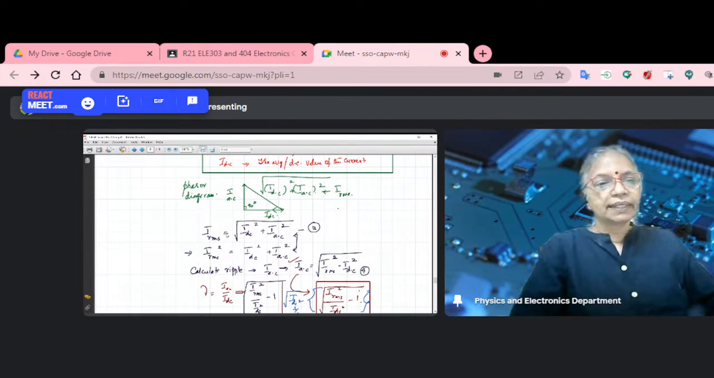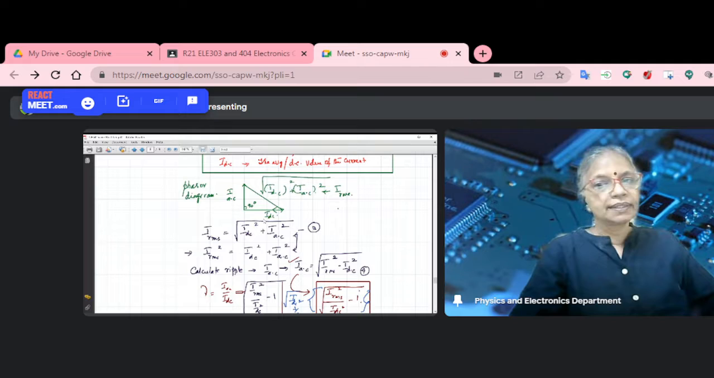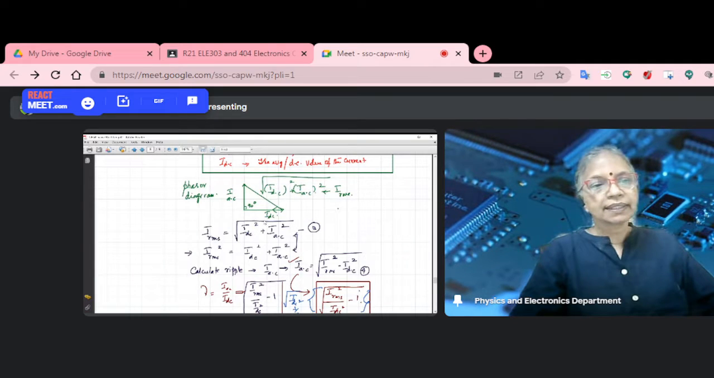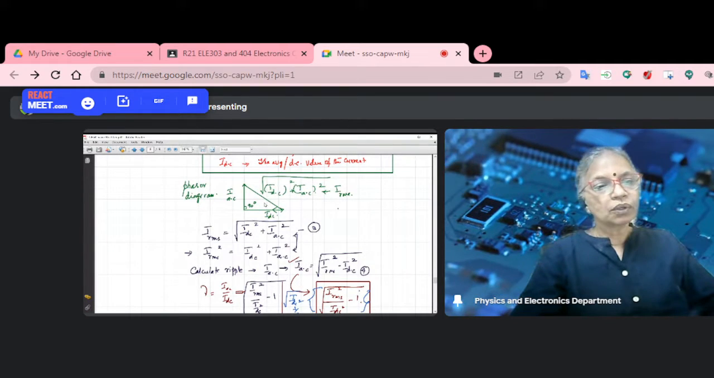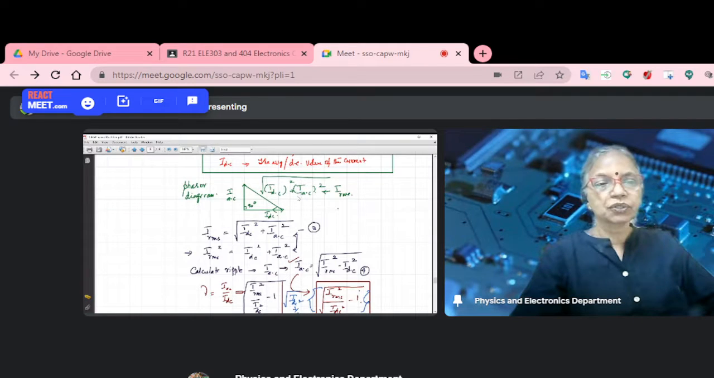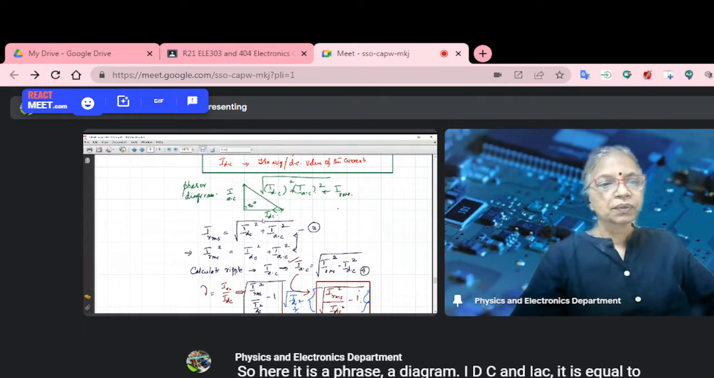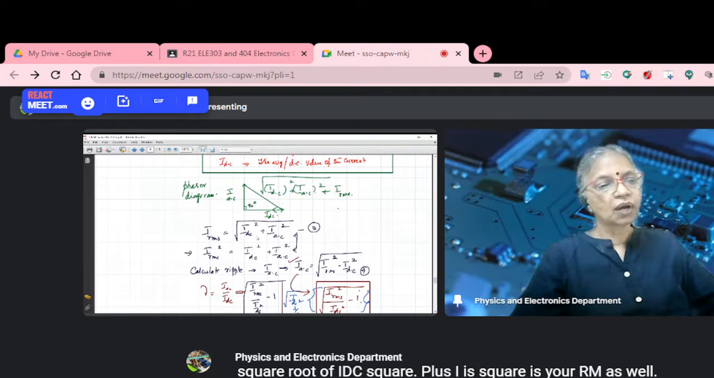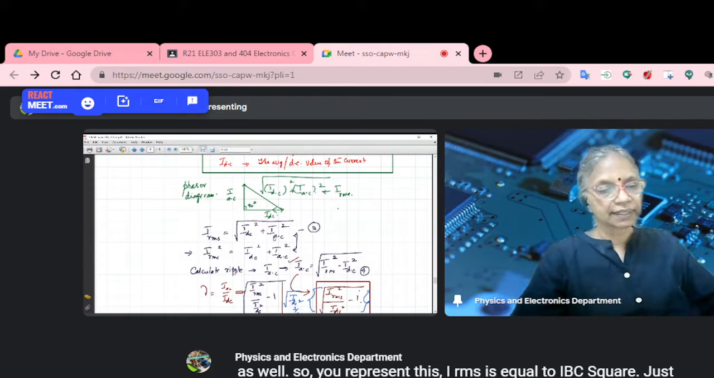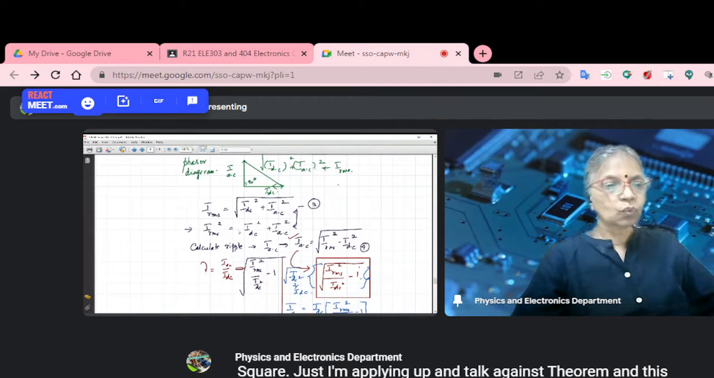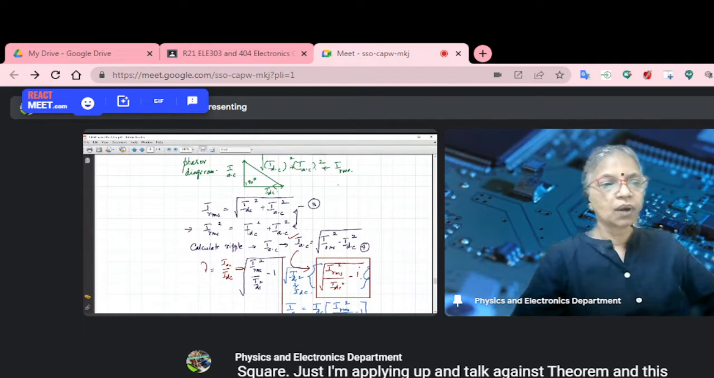So here it is, a phasor diagram. IDC and IAC: the RMS value is equal to the square root of IDC square plus IAC square. So you represent this as IRMS. I am just applying the Pythagoras theorem, and this is a phasor diagram. So if you write this and square on either side, you get IRMS square is equal to IDC square plus IAC square.